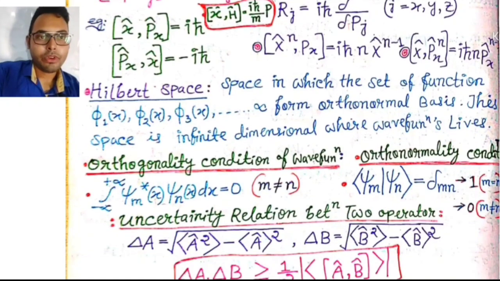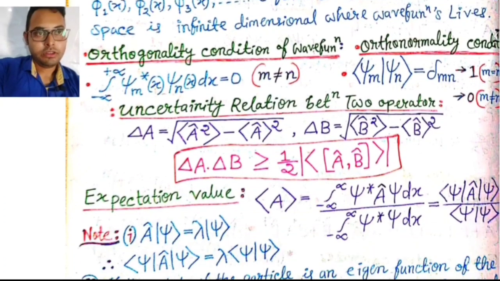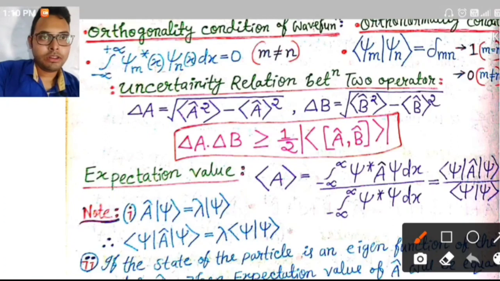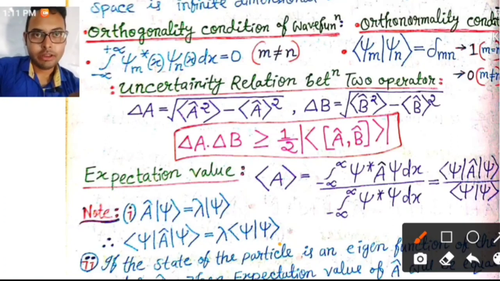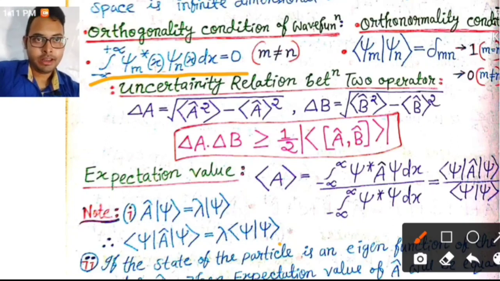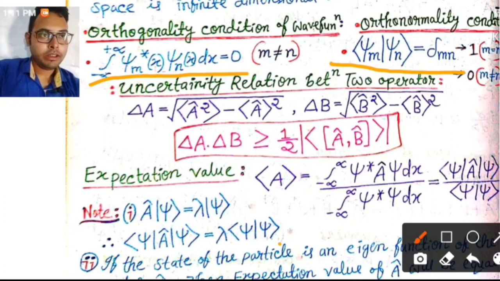So, the orthogonality condition of wave functions. Orthogonality: if there are two wave functions psi_m and psi_n, if m is not equal to n, then their product becomes 0. We can write this in matrix form, okay. We can express it with the delta function. If m equals n, then it becomes 1, and if m is not equal to n, then this becomes 0.